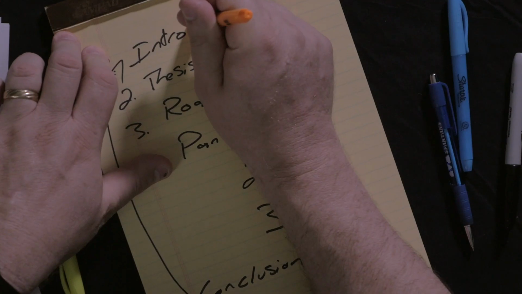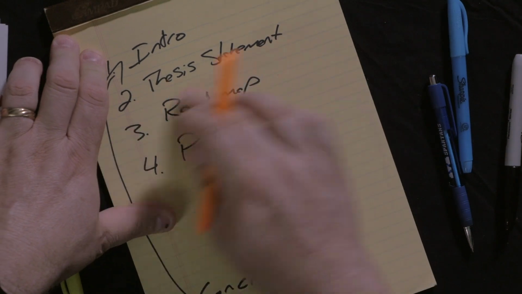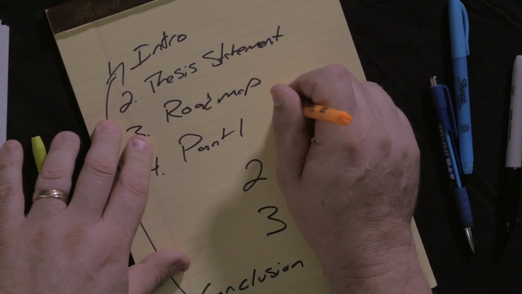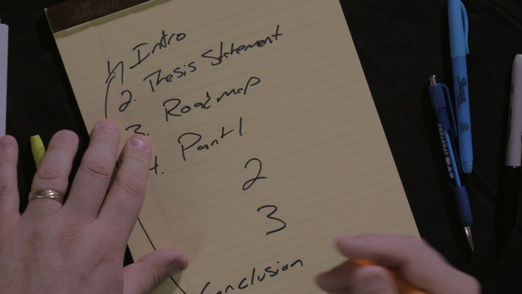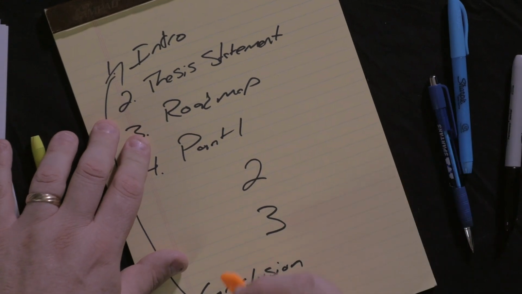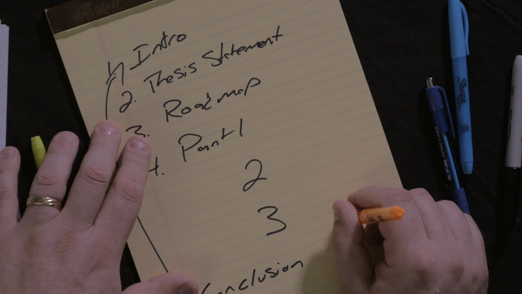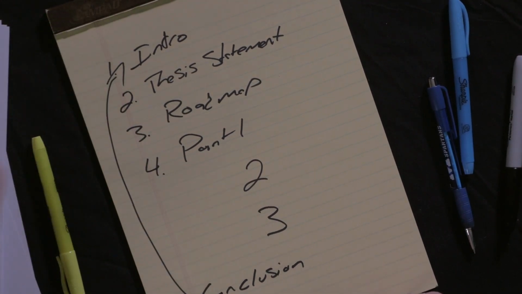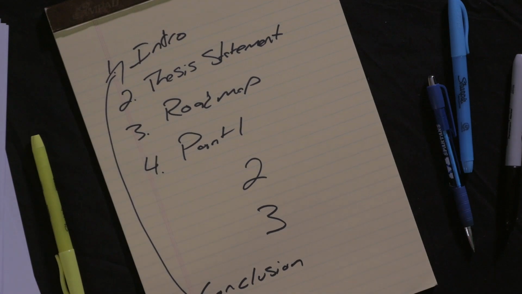So again, just to review, because every speech, every speaking event needs to have this. Introduction, pull us into the world of your speech. Second, a thesis statement. Third, roadmap. That's your quick list of your points so that we can easily see where you're going with this. Point 1, point 2, point 3, and conclusion, which ties back to your introduction. That is basic speech structure. Every speech needs it.